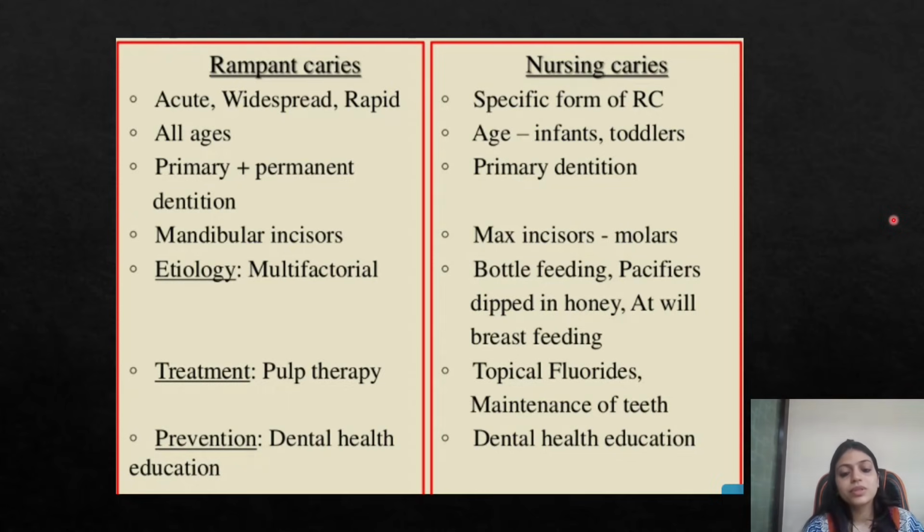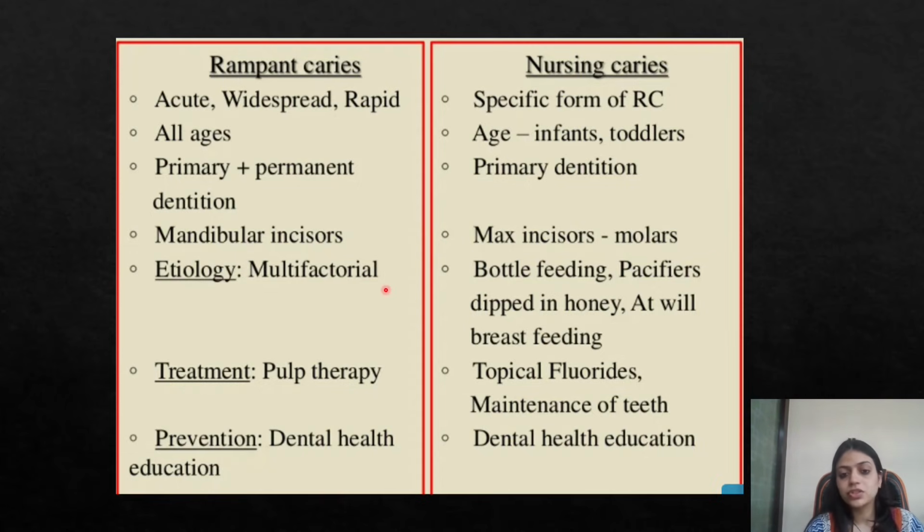Now let's see the difference between rampant caries and nursing caries. Rampant caries is acute widespread caries which spreads very rapidly and involves almost all the teeth, while nursing caries is a specific form of rampant caries. Rampant caries can be found at all ages, while nursing caries is found only in infants and toddlers. Rampant caries can involve primary as well as permanent dentition, whereas nursing caries involves only primary dentition. In rampant caries, the mandibular incisors are also affected, whereas in nursing caries mostly the maxillary incisors and molars are affected. Mandibular incisors are spared.